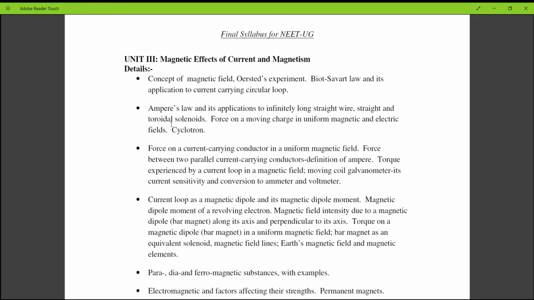Magnetic field intensity due to a magnetic dipole, that is bar magnet, along its axis and perpendicular to its axis. Torque on a magnetic dipole, that is bar magnet, in a uniform magnetic field. Bar magnet as an equivalent solenoid. Magnetic field lines, Earth's magnetic field, and magnetic elements.